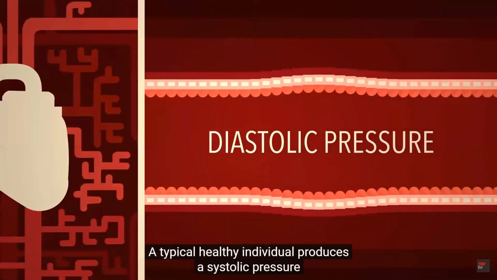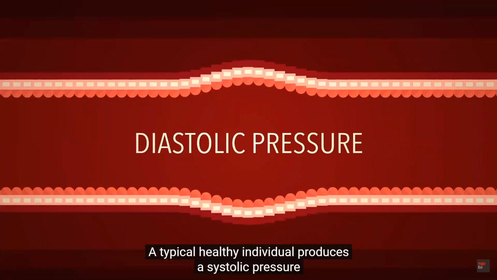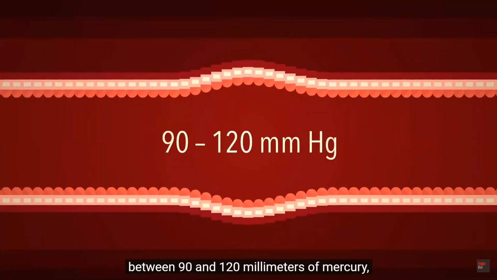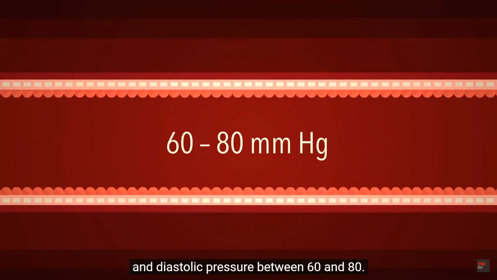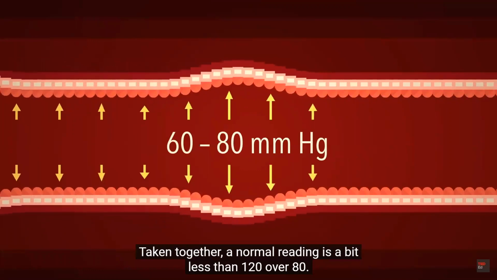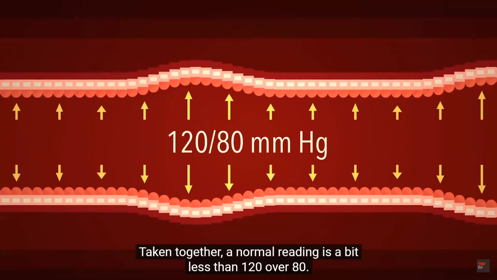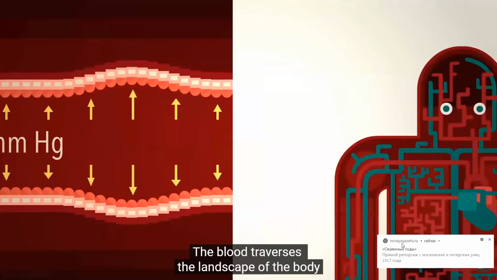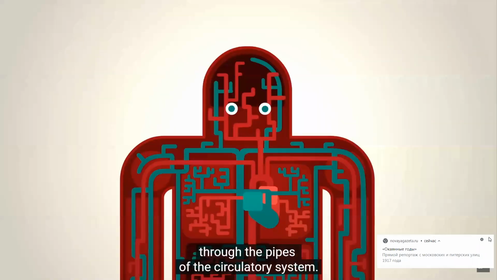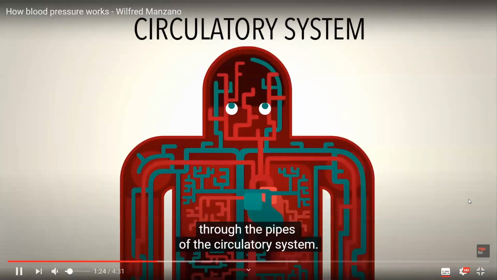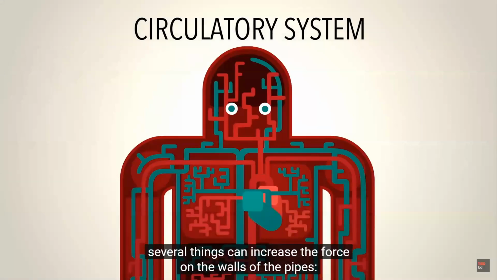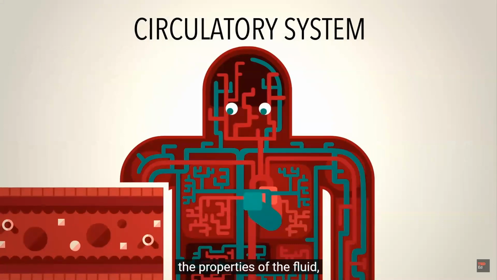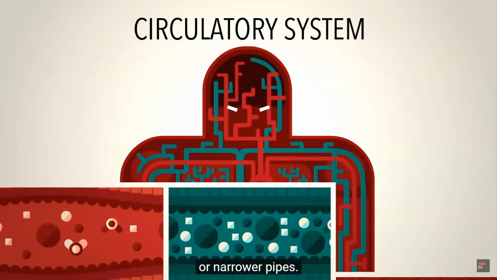A typical healthy individual produces a systolic pressure between 90 and 120 millimeters of mercury, and diastolic pressure between 60 and 80. Taken together, a normal reading is a bit less than 120/80. The blood traverses the landscape of the body through the pipes of the circulatory system. In any plumbing system, several things can increase the force on the walls of the pipes: the properties of the fluid, extra fluid, or narrower pipes.